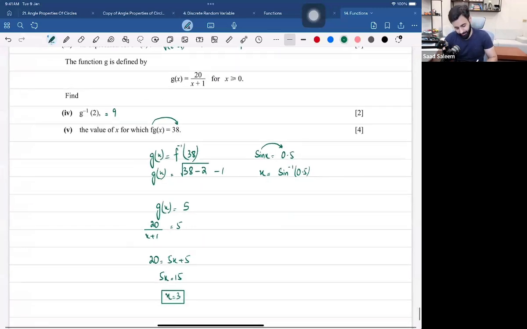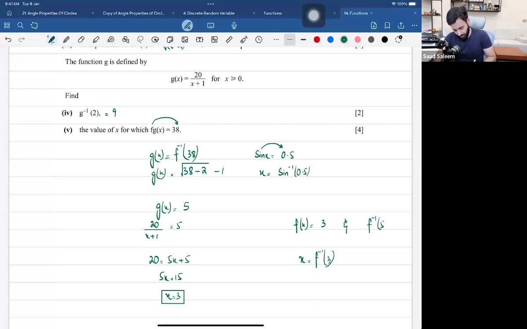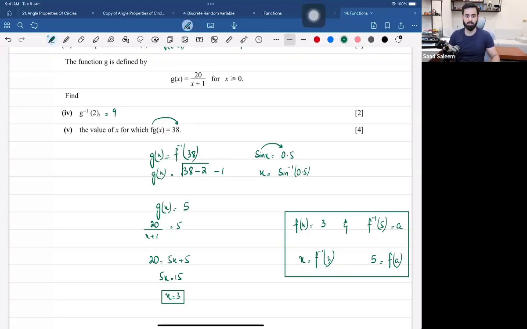Okay, so I'll repeat. If let's say you have f of x, which is equal to 3, that means x can be written as f inverse of 3, and vice versa. If let's say you have f inverse of 5, which is equal to a, that means 5 can be written as f of a. Okay, so remember this rule, another note you can say, which you guys should add to the list.